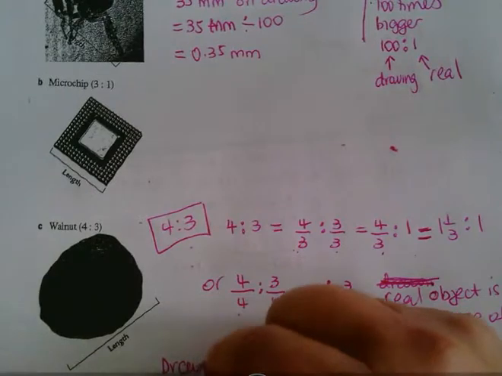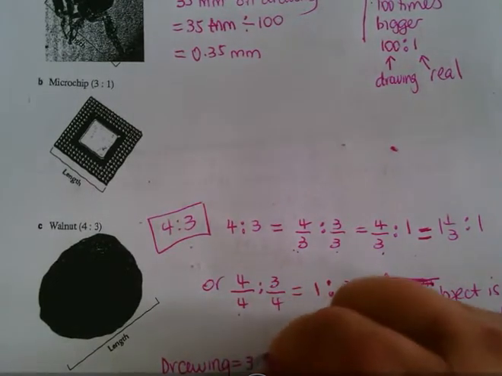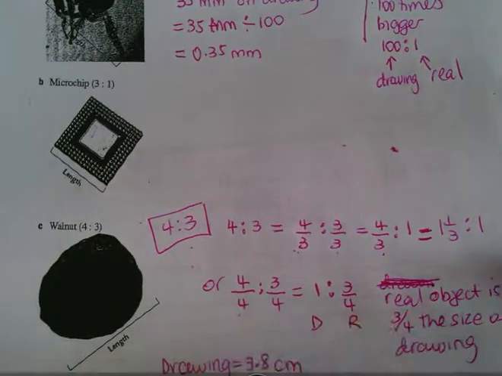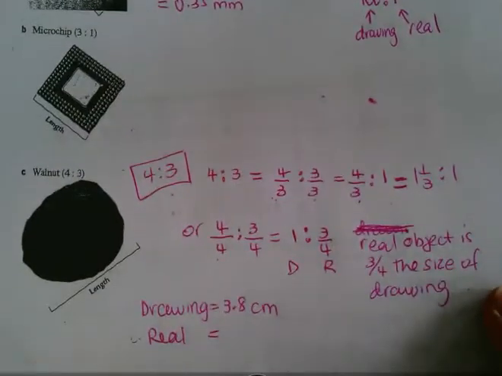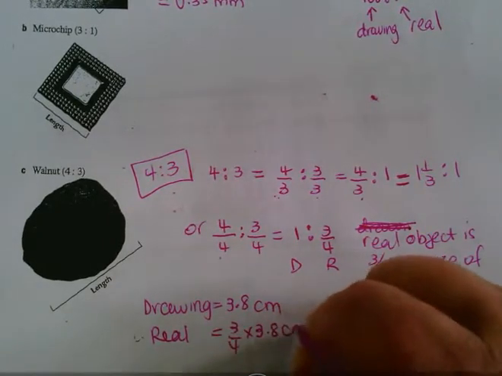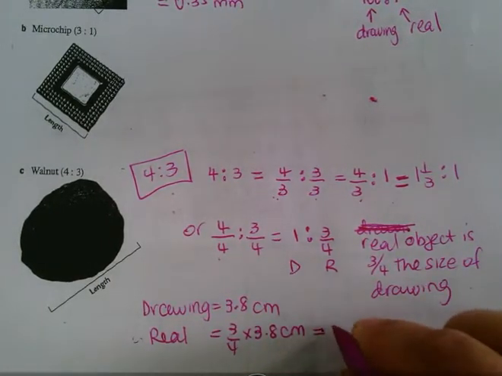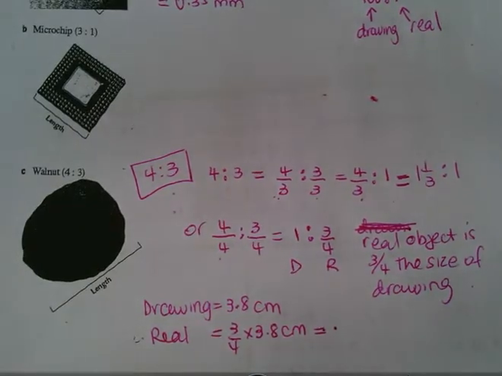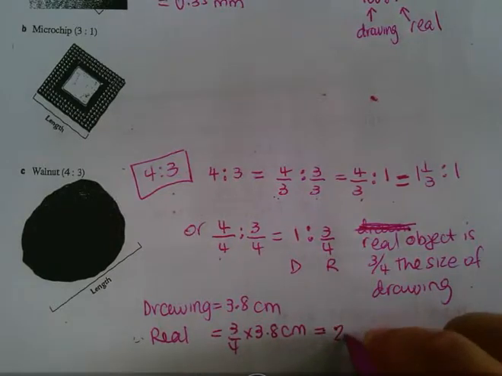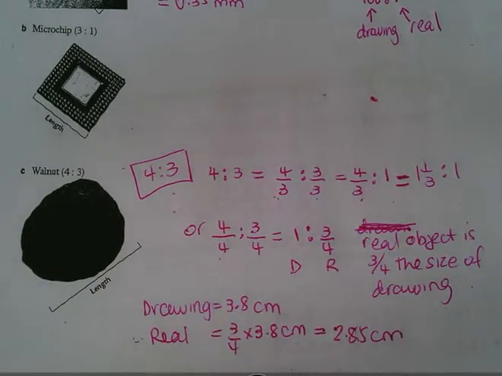3.8. So the drawing is 3.8 centimeters. So what's the real length? 3/4 of that. What did you get? What did we get? 2 point. Now, that's if I ended it up this way.